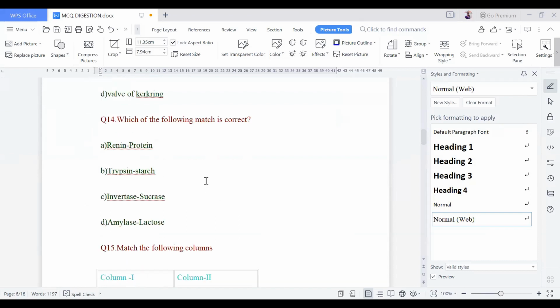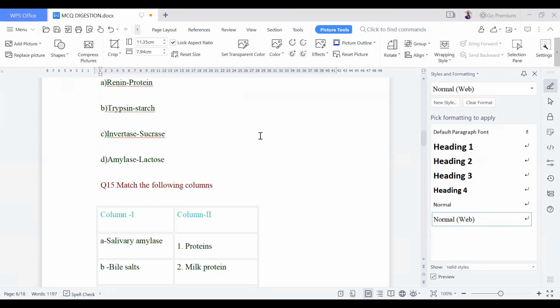Option A, rennin protein. Option B, trypsin starch. Option C, invertase sucrase. Option D, amylase lactose. Madhu answered as option C, amylase lactose. Ananya Bhairesh answered as option C. So option C, amylase and lactose combination is a correct match.